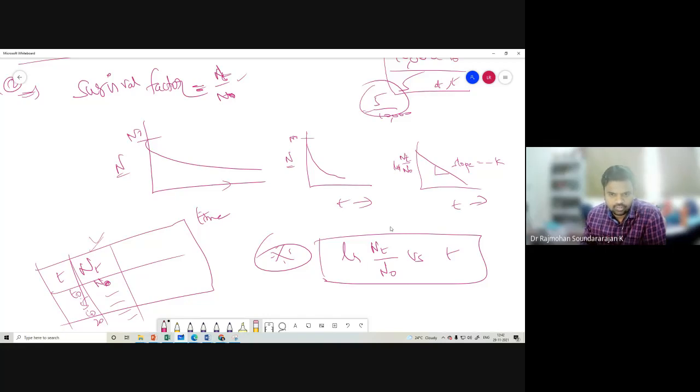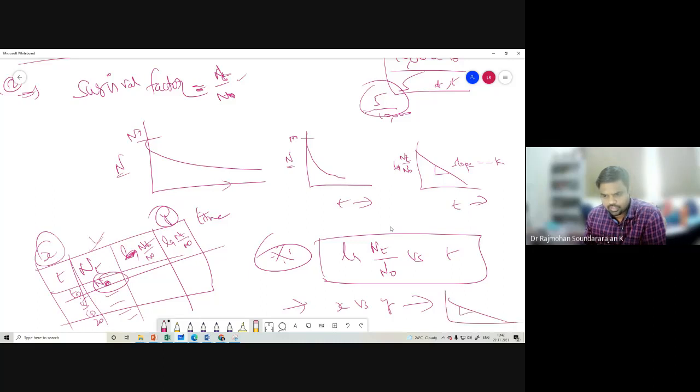So what we can do, we can plot ln of Nt by N naught. First you will find Nt by N naught, because N naught is there at 0 time, right? So Nt by N naught you can find, then ln of Nt by N naught you can find. So this is your y axis, this is your x axis. By plotting x versus y, you will get a negative slope curve. So you will get the slope equal to minus k value. Okay, so that is possible, we can perform, right? Understood how we are doing this?